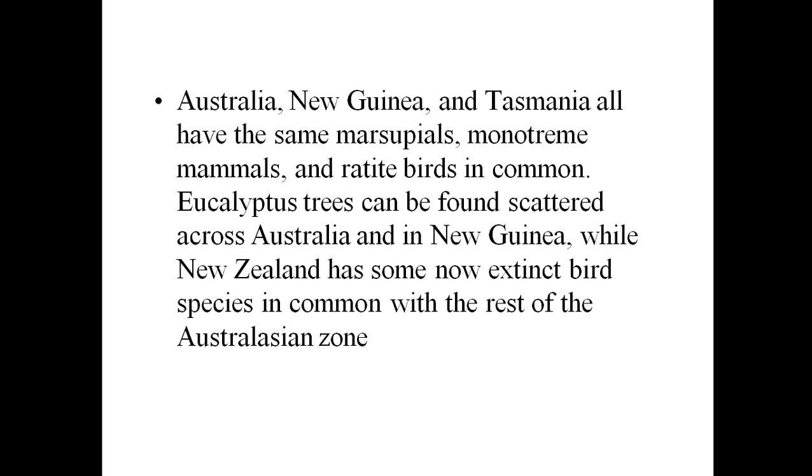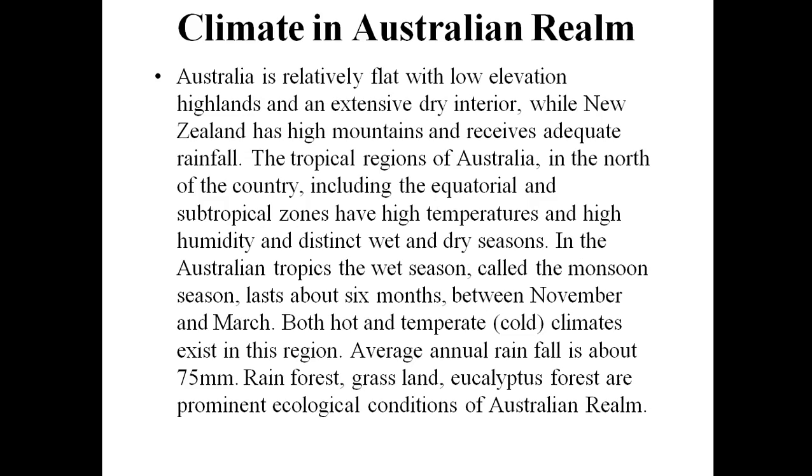While New Zealand has some now extinct bird species common with the rest of the Australasian zone. But what is unique here is the presence of some marsupials, monotremes, flightless birds, and the eucalyptus trees.